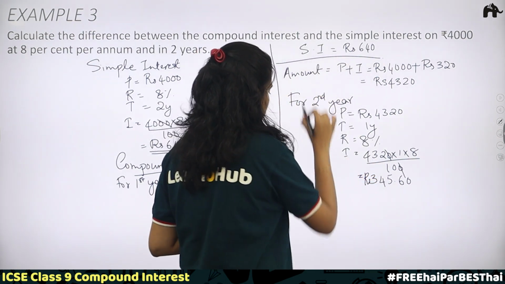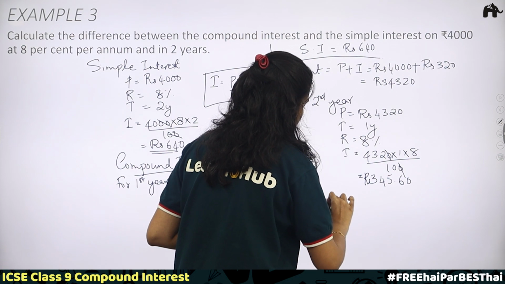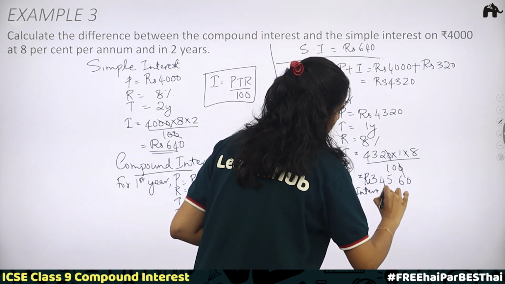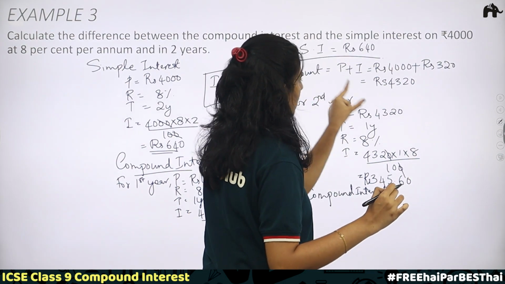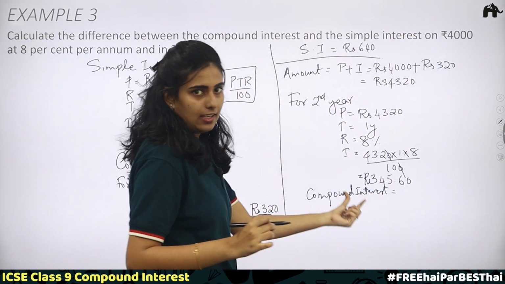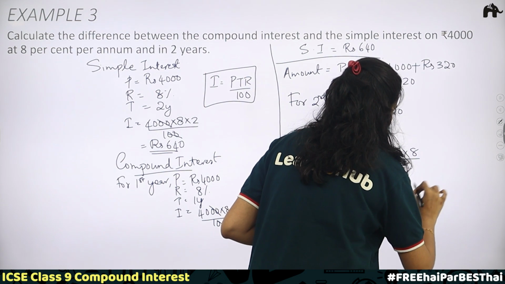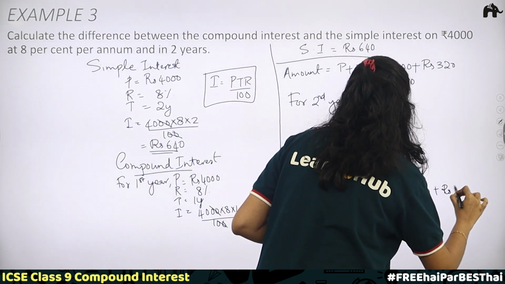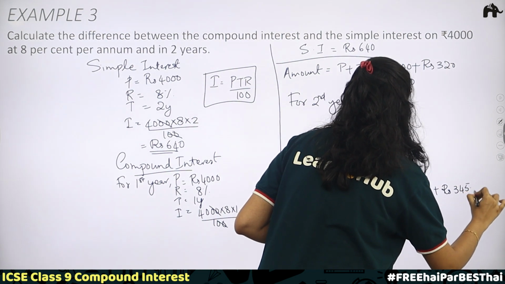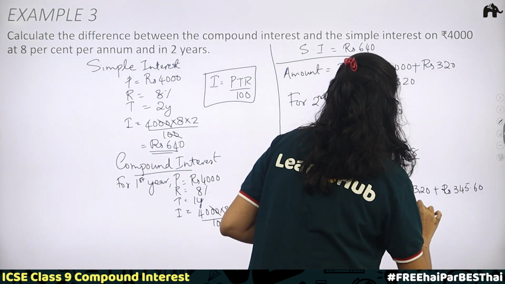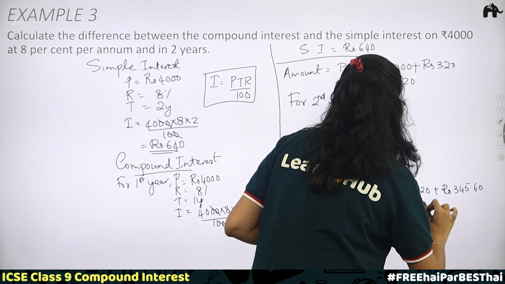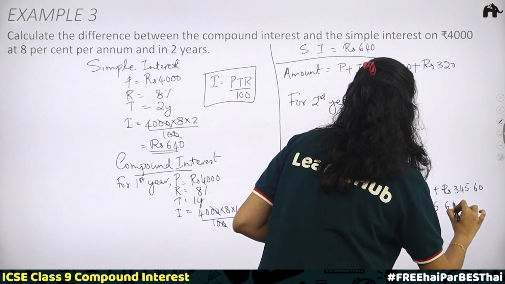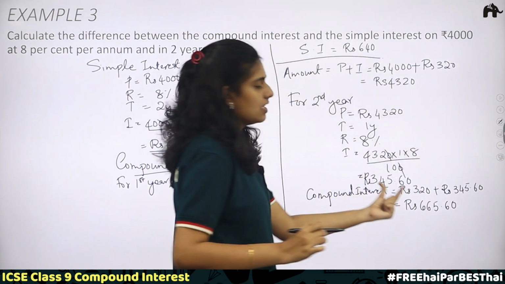Okay. Now we'll find the compound interest. Compound interest will be equal to sum of the interest in the first year and the second year. First year it is rupees 320. Second year it is rupees 345.60. That is equal to rupees 665.60. Okay, so this is a compound interest.